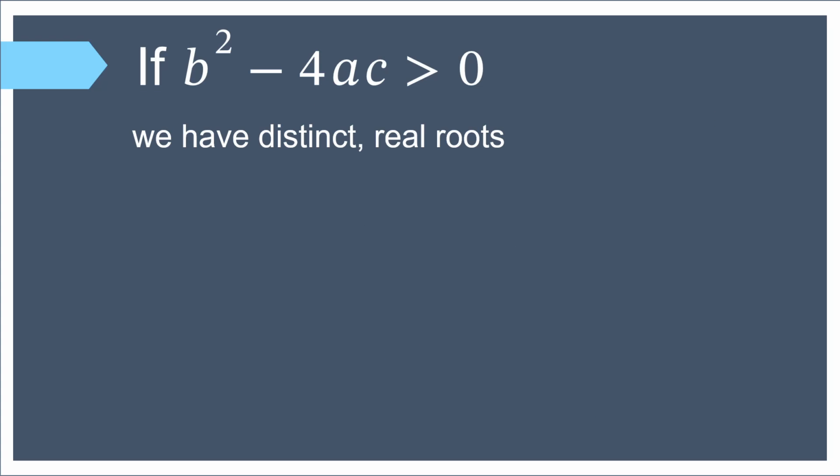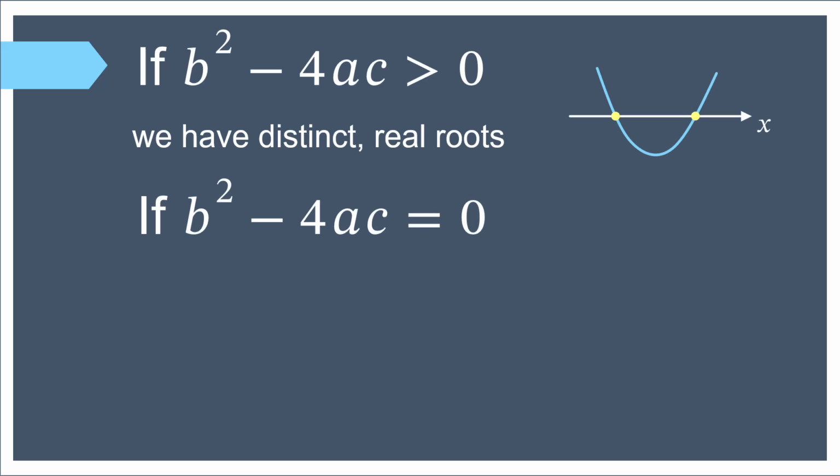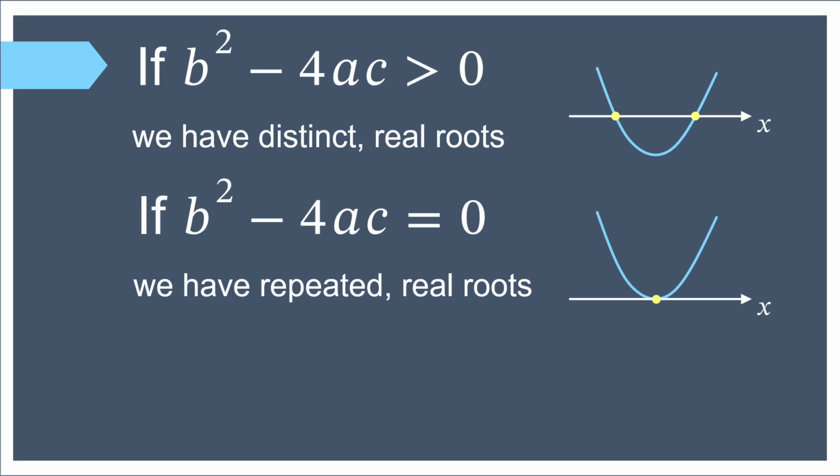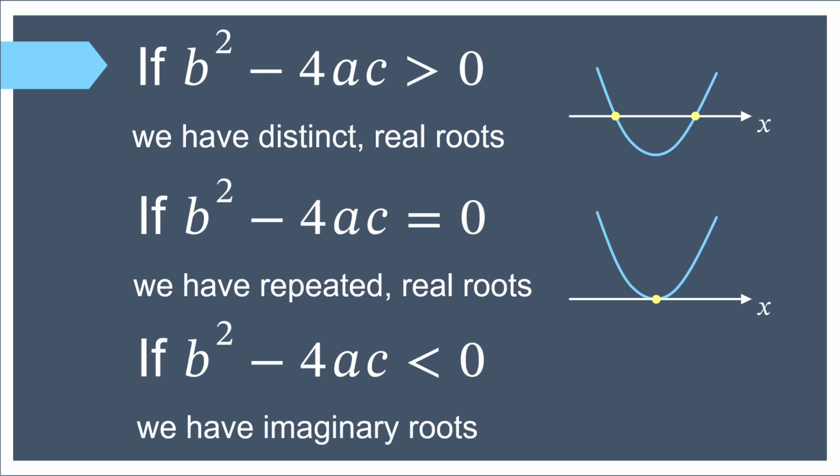So if b squared minus 4ac is greater than 0, it means we have distinct real roots. If b squared minus 4ac is equal to 0, it means we have repeated real roots. And if b squared minus 4ac is less than 0, then we have imaginary roots or no real roots. Okay. All right, so let's just look at a question which involves the discriminant.